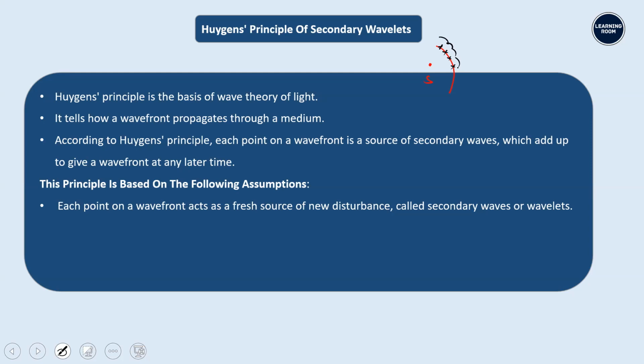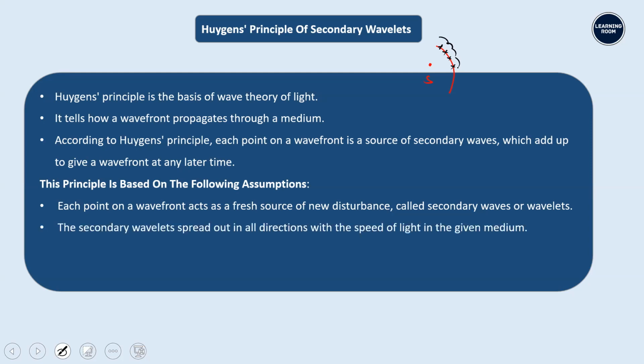Am I clear till this point? I hope this point has got registered. Each point acts as a fresh source for new disturbance, and those new disturbances that are getting generated are called secondary waves or wavelets. Now the question is, how are these secondary wavelets going to travel? The secondary wavelet spreads out in all the directions. Like if you see the way I have drawn, they're symmetrical. So they start getting spread out in all the directions symmetrically.